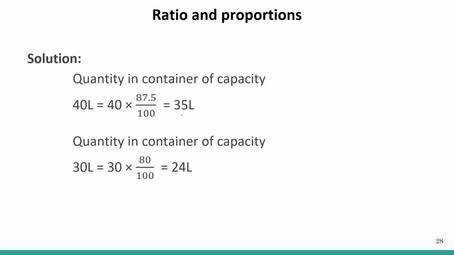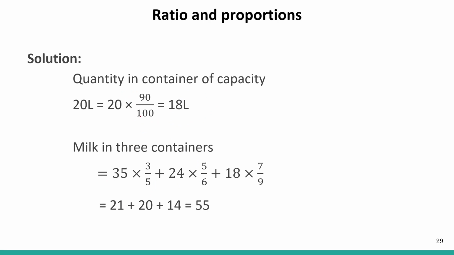Okay, so quantity in container of capacity 40 liter is equal to 40 into 87.5 by 100, that is equal to 35 liter. Okay, so quantity in the container of capacity 30 liter will be 30 into 80 by 100, because it was filled only 80%. So the answer becomes 24 liter. Okay, so quantity in container of capacity 20 liter will be, since it was filled with 90%, 20 into 90 by 100, that is 18 liter.